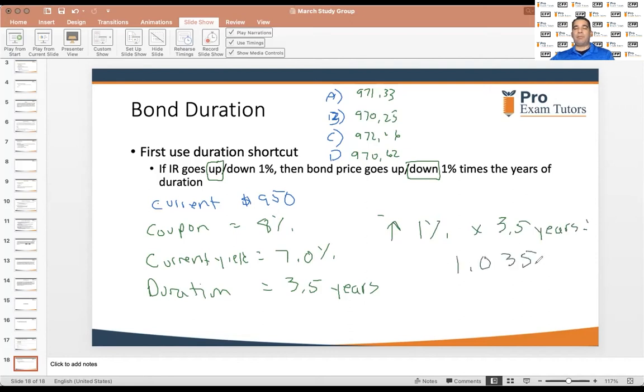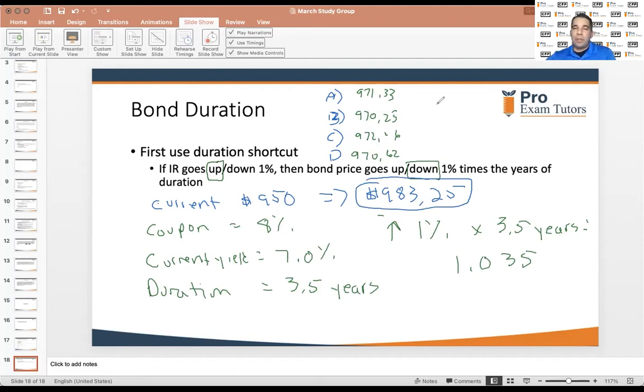1.035. So you take 1.035, multiply it by 950, and our bond price, since the yield has gone down, the current bond price should now be about $983.25. This is an approximation. Now, I was just making those up as we went along, but this is about what it should be.